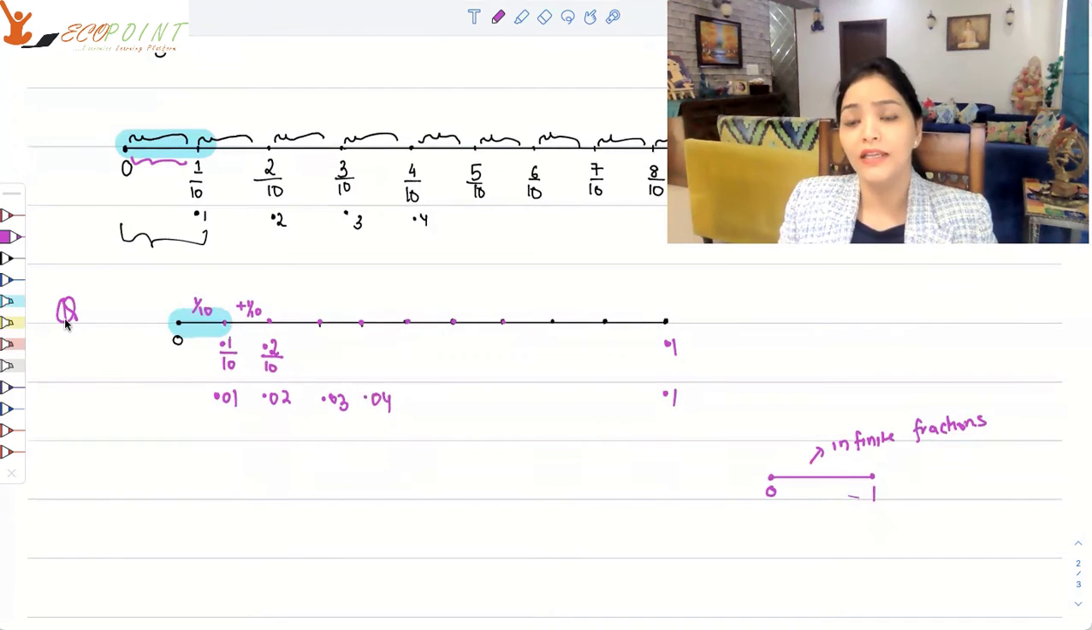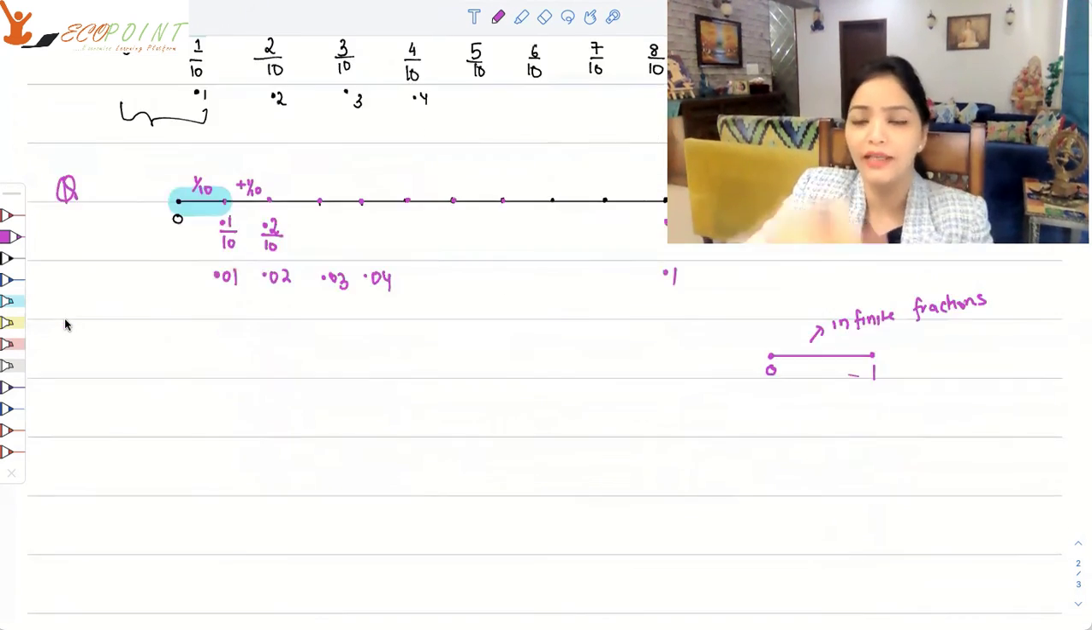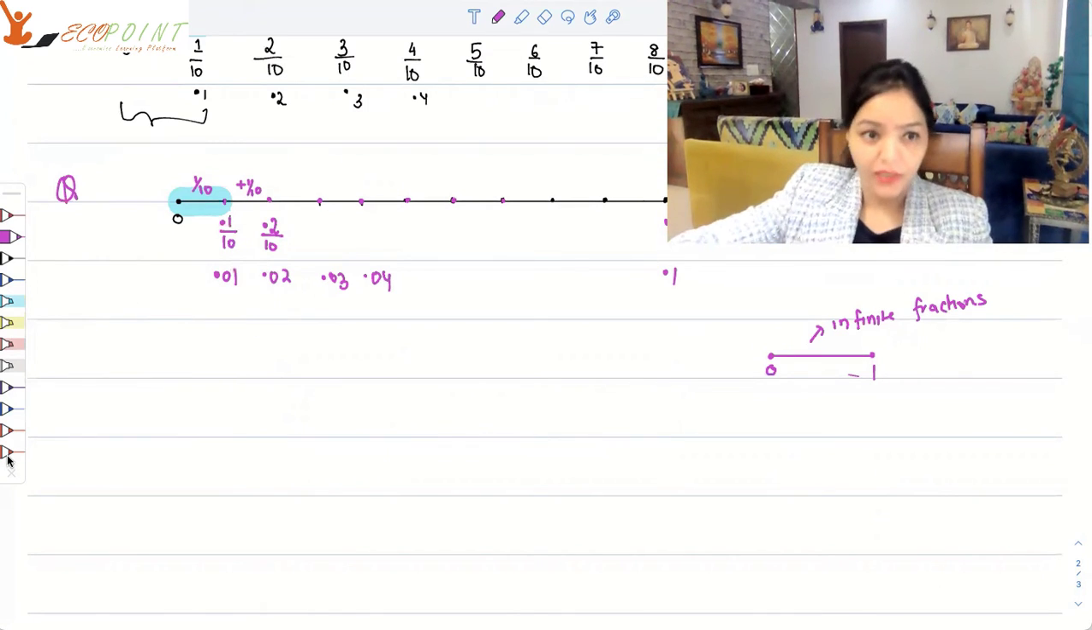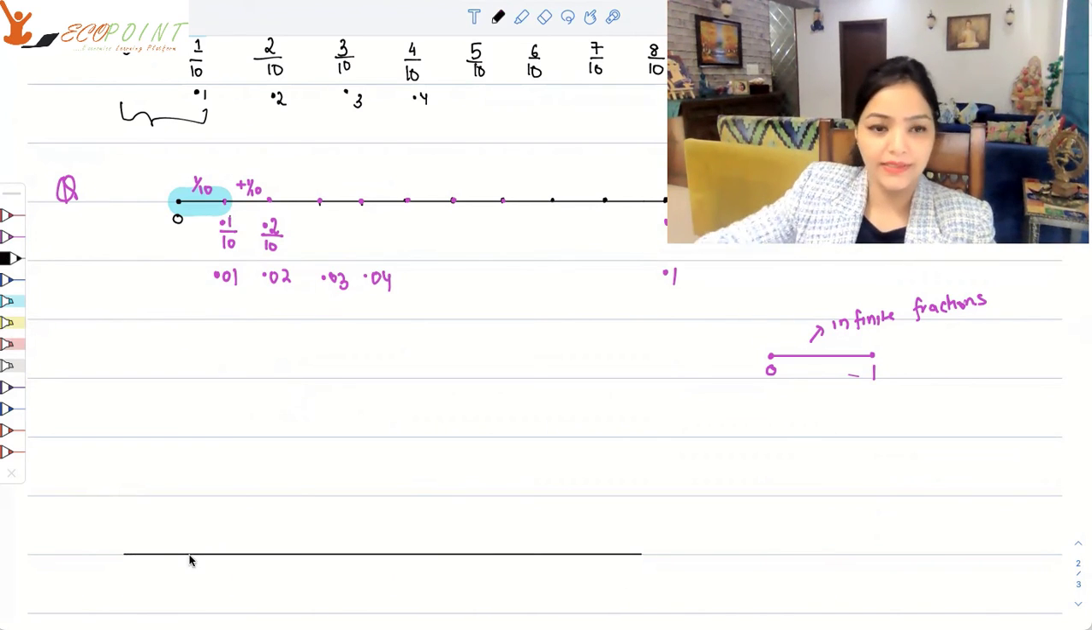Can irrationals be displayed on this line? How would I display this kind of a decimal number? So let's understand how we can do that. Say this is our line, and I'm going to start with 0 here.